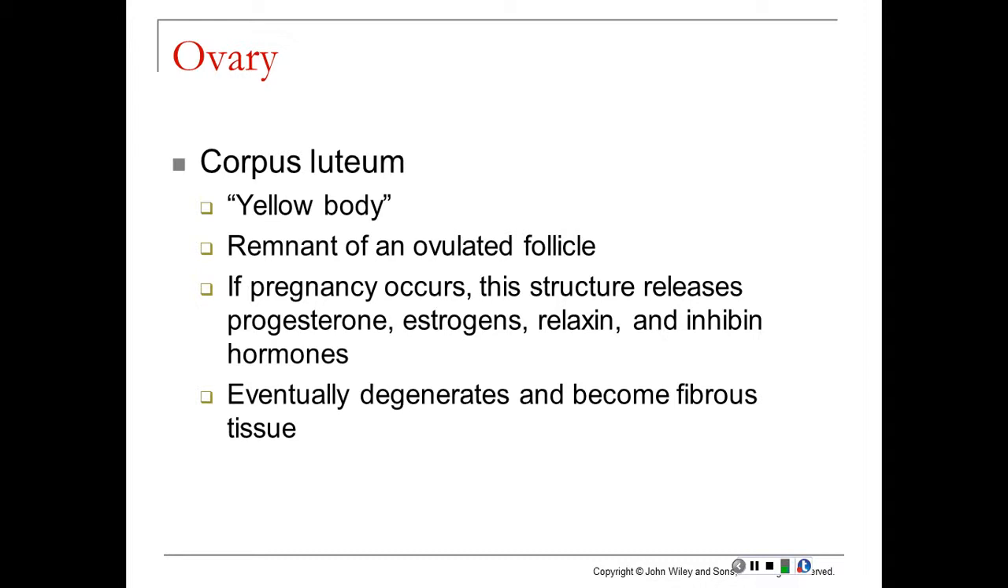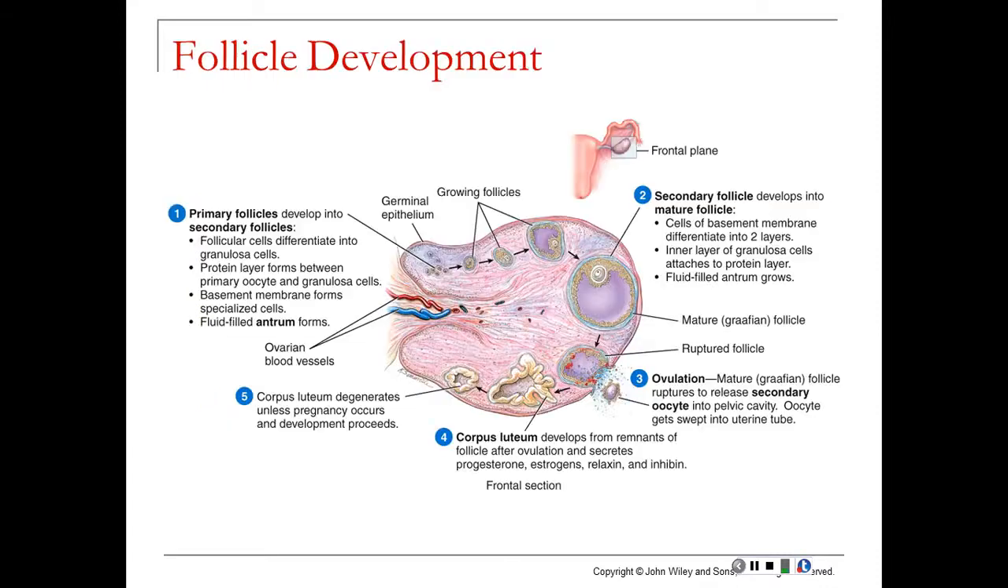So after the zit pops, so to speak, and the egg travels down the uterine tube, that empty shell that was left on the ovary is called the corpus luteum. If pregnancy occurs, it's going to release progesterone, estrogens, relaxin, inhibin, which preps your body for pregnancy. If pregnancy doesn't occur, it withers away, and you would never know that it existed. Eventually, even with pregnancy, it degenerates and becomes a fibrous tissue, kind of like a scar almost.